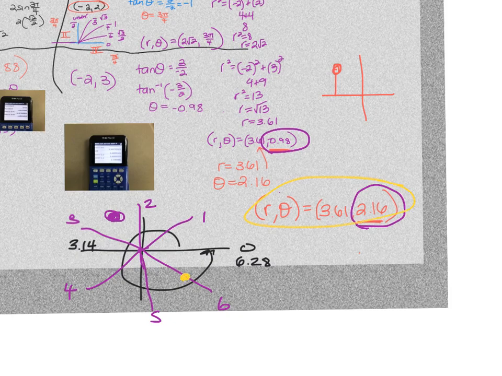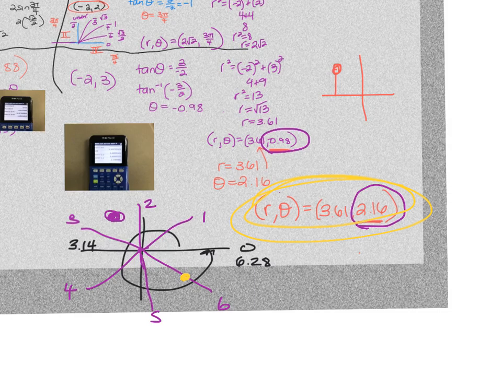So technically, this answer's right. But without a graphing calculator, you won't know it. So for the test, I'm actually going to take both answers. Because if you use a scientific calculator, you're going to get it wrong and you won't know it. Okay?